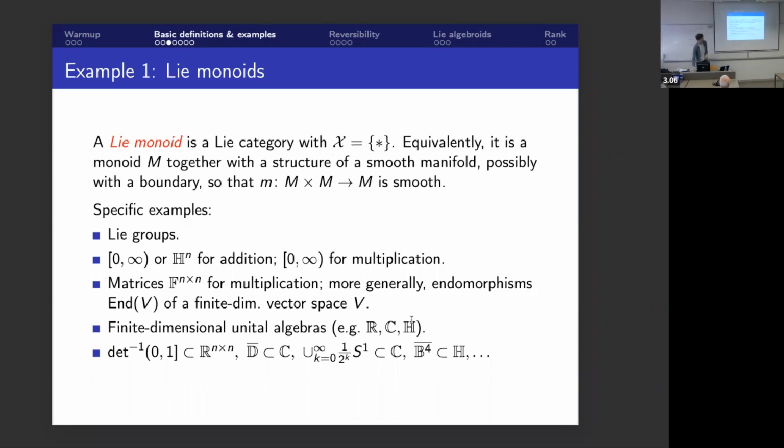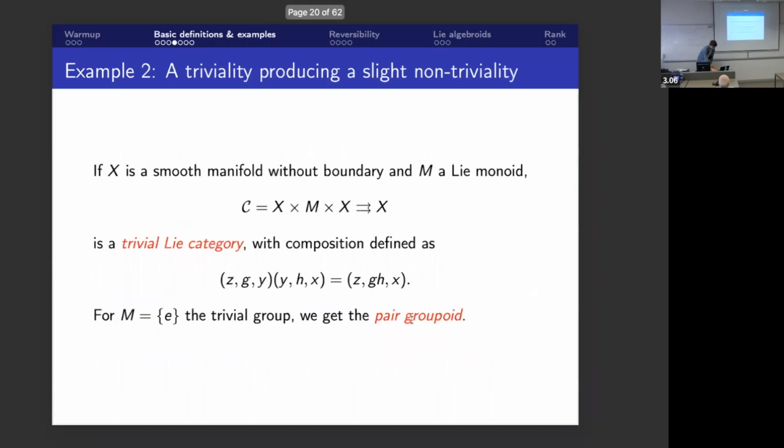So there's a plethora of examples that you can come up with. Of course, the assumptions of the source and target maps being submersions, or their restrictions to the boundary being submersions, that's vacuously true, because our manifold of objects is 0-dimensional. So we have nothing to prove. Okay, so this is the first example.